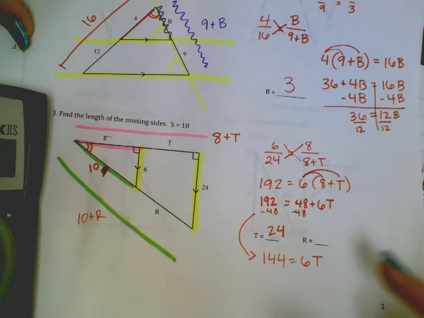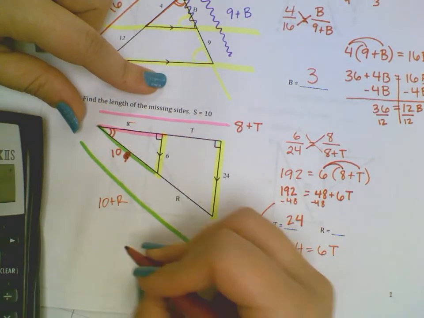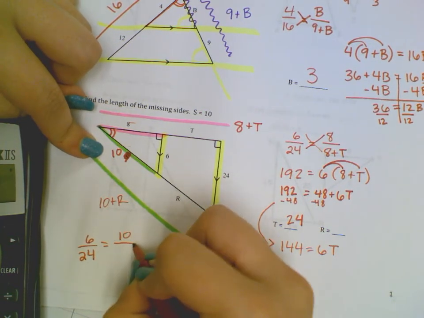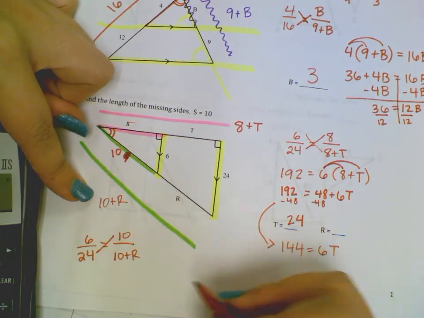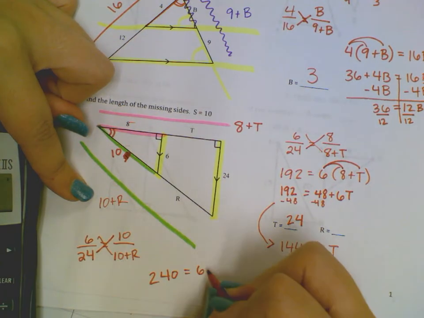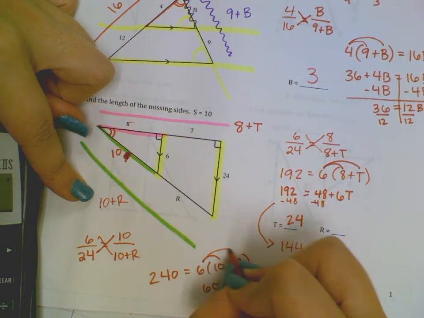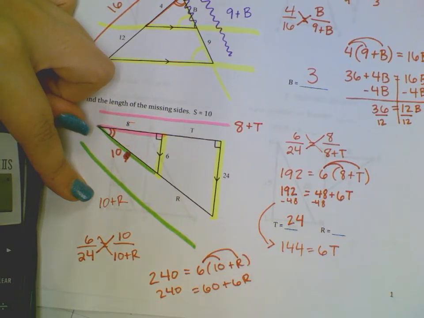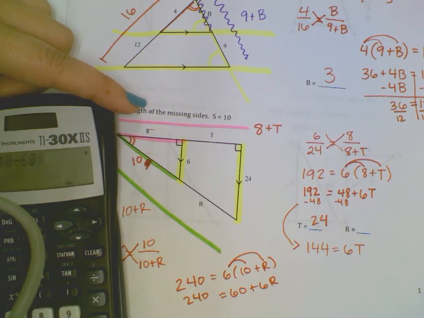Now, I need to set up another proportion for my green side that's highlighted. I'm going to use 6 and 24 again. So 6 over 24, small over big equals small over big. Now I'll cross multiply. 24 times 10 is 240 equals 6 times 10 plus R. 6 times 10 is 60. 6 times R is 6R. There we go. So now we can do 240 minus 60 gives me 180.